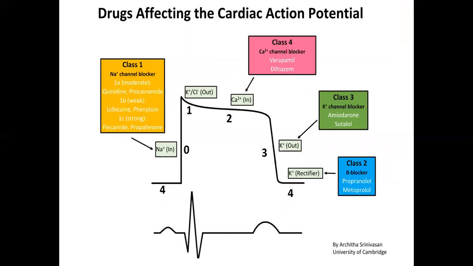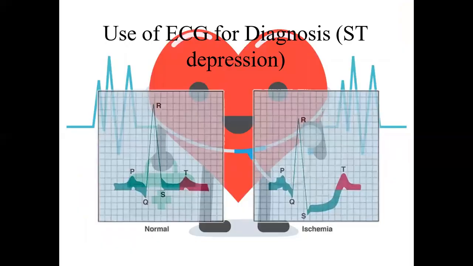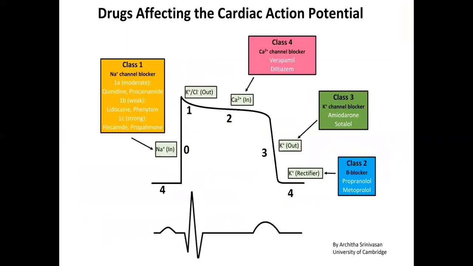Here are the drugs affecting the cardiac action potential: sodium channel blockers, which act in phase 0, like class 1A quinidine and procainamide. 1B are weak: lidocaine, lignocaine and phenytoin. Class 1C: flecainide and propafenone.